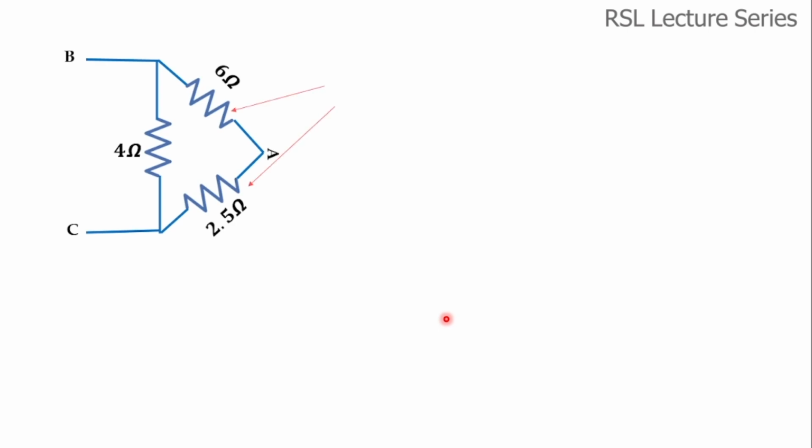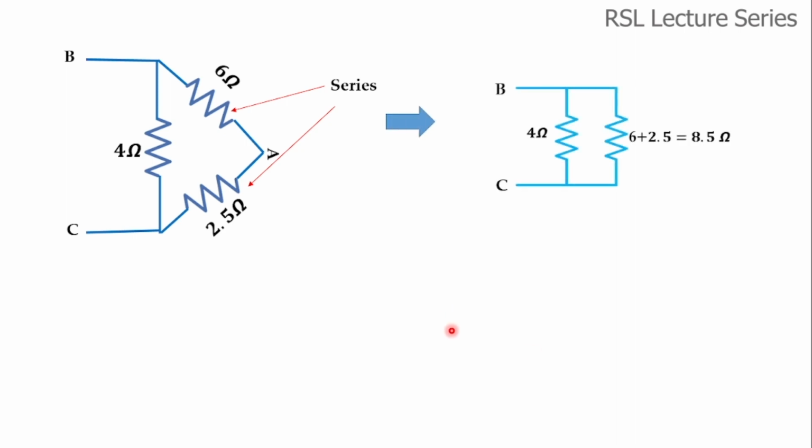Okay. So now these two, as already discussed, are connected in series. So now they can be converted into a single equivalent resistance without disturbing this 4 ohms. This 4 ohm is nothing but a resistor connected across B and C. So we have to simplify these two. We can add these two: 6 plus 2.5 is equal to 8.5.